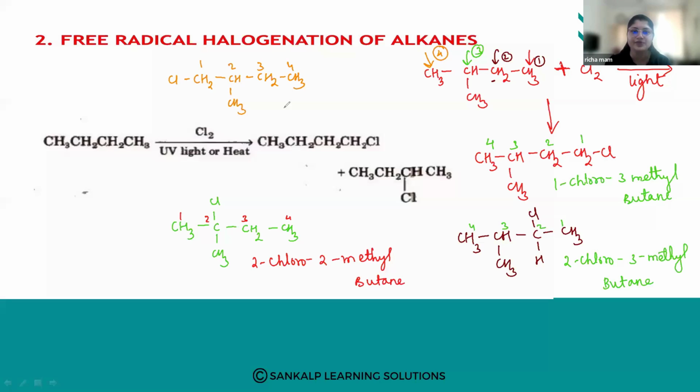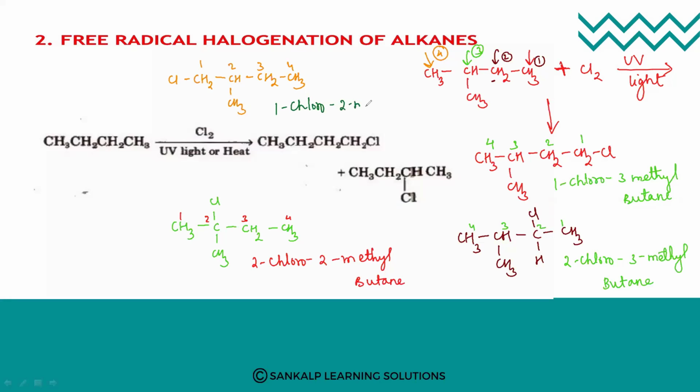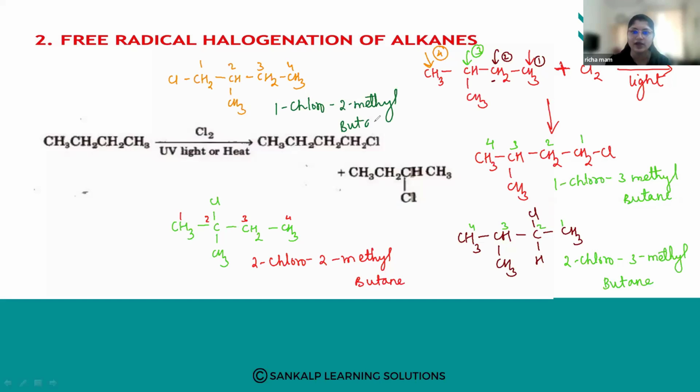Give the name. 1-chloro, 2-methyl butane. Yes, good. So these are the possibilities of the attack. These are the different possibilities, the possible structures of free radical chlorination.